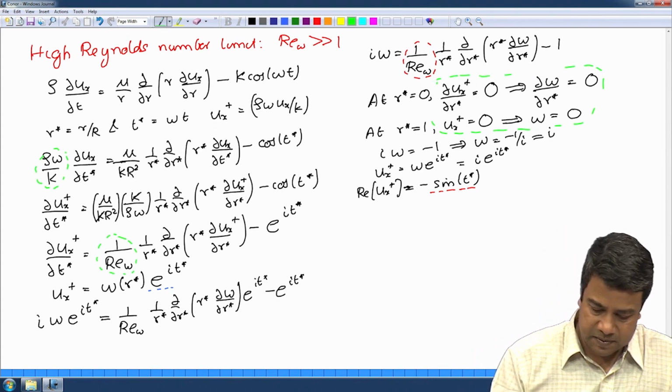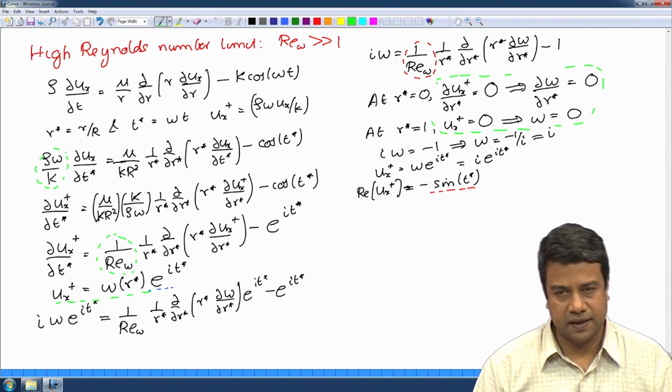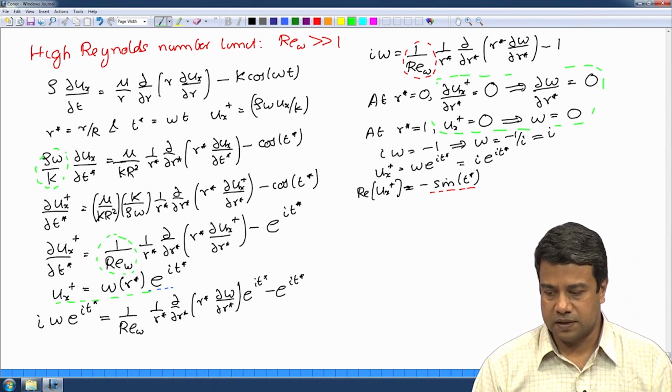And we use the same substitution, a function of r times e power i omega t, substitute into the equation and then try to solve it.